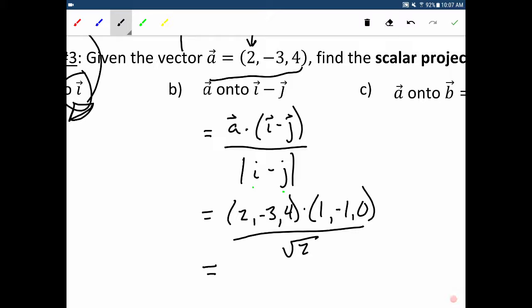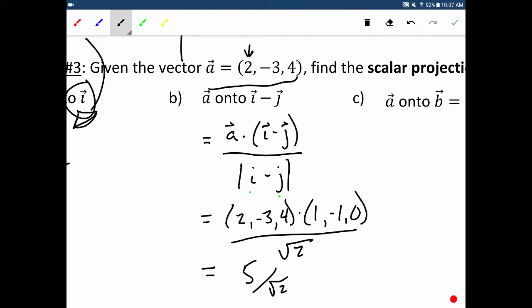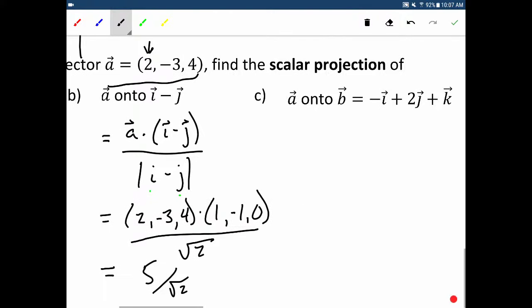From there, we take the dot product. Remember, you're just multiplying the x components, the y components, the z components, and adding them. So it's just going to give us 5 over root 2. Now, of course, it is not considered proper form to give a final answer that has a square root in the denominator, so we're going to rationalize that, which gives us 5 root 2 over 2.